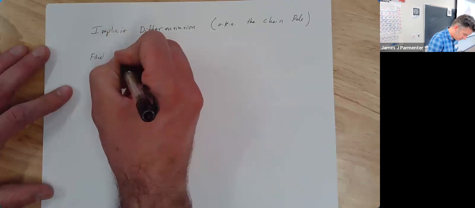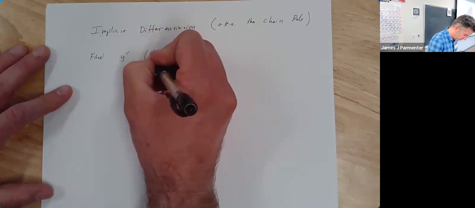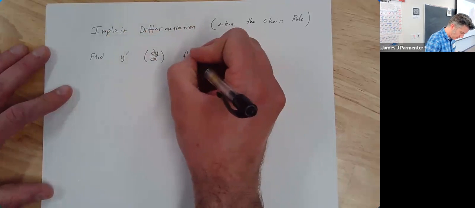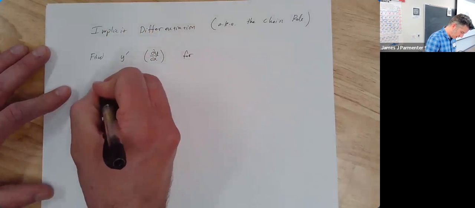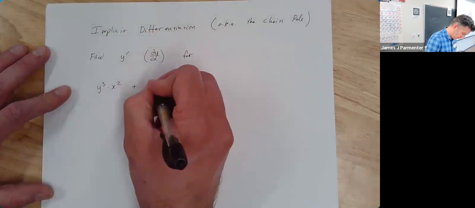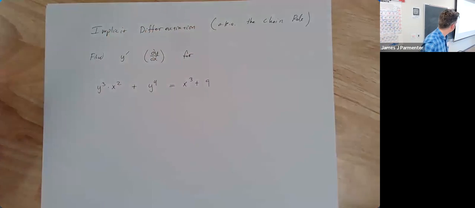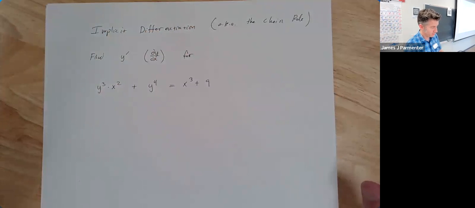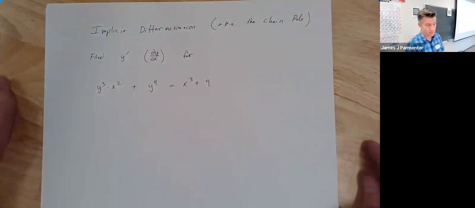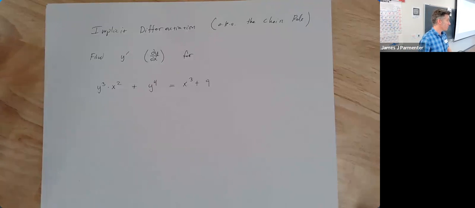Find y prime or dy dx, the derivative of y, for the following equation. y cubed times x squared plus y to the 4th equals x cubed plus 9. I will point out here that we cannot solve for y. You can't just write y equals some function of x. That is usually the case, not always the case when you're dealing with differentiation.